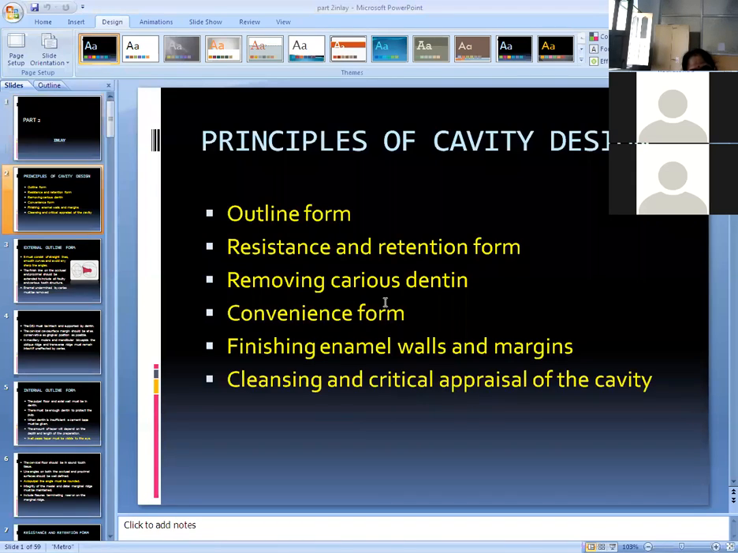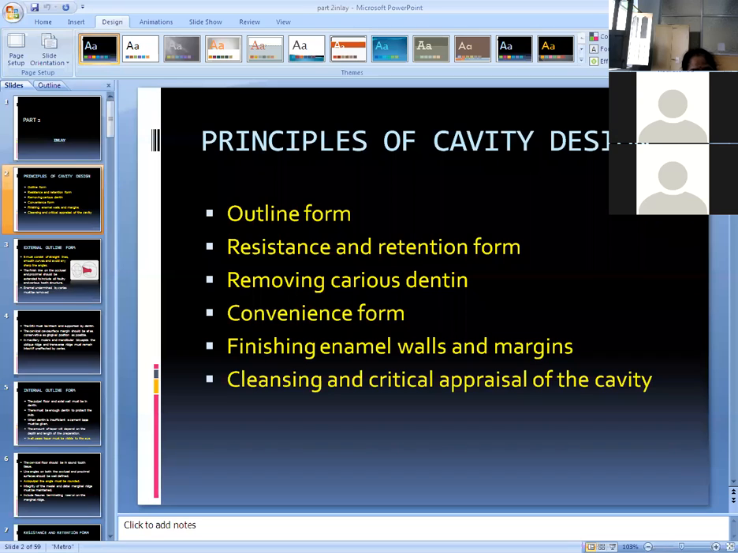Last time we had seen about cavity preparation for inlays. We had started with the inlays preparation. So, what are the principles of the cavity design? Today we are seeing the cavity preparation for the class 2 inlay, as well as what are the principles.